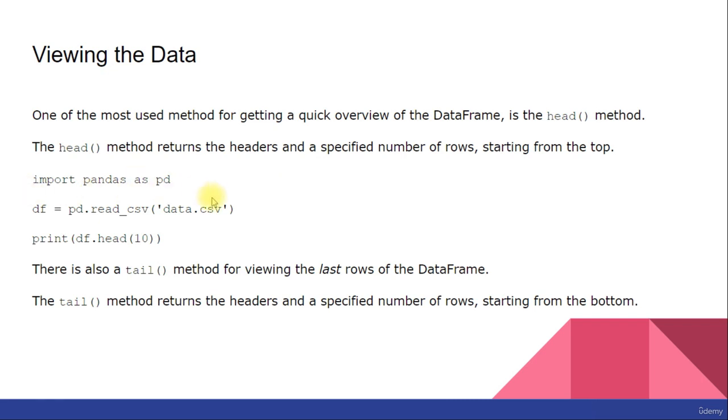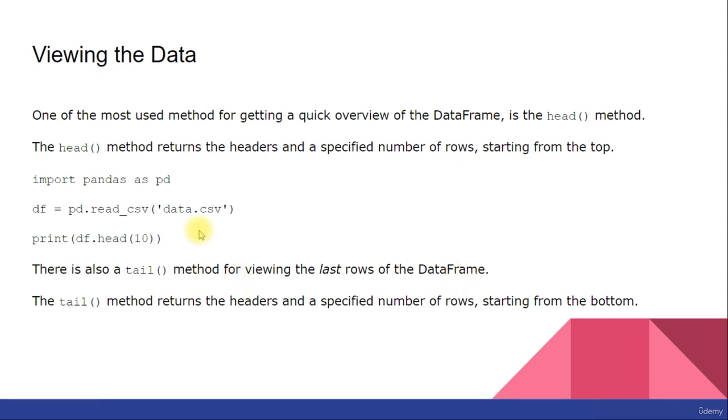Import pandas as pd. Now we are making one data frame and I'm storing data.csv by the read_csv function. And now we have one data frame, df. To view the top 10 rows of that particular data frame, we can write df.head and in brackets we can give 10. Now there is also a tail method for viewing the last rows of the data frame.